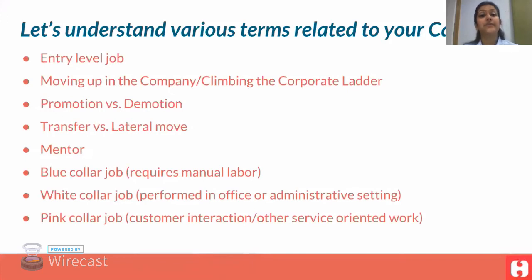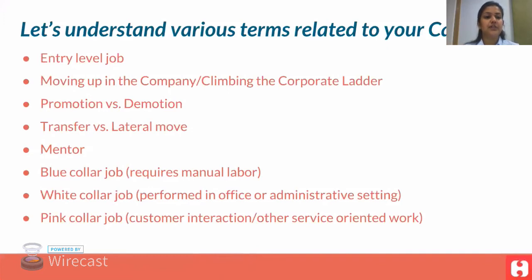That's called transfer within the organization. A lateral move is when you change to a new job that is about the same level as your old position, then you go in for a lateral move. So for example, if I am a manager in a particular company and I change my company and I'm again a manager, my designation is still a manager, then that is called a lateral move.